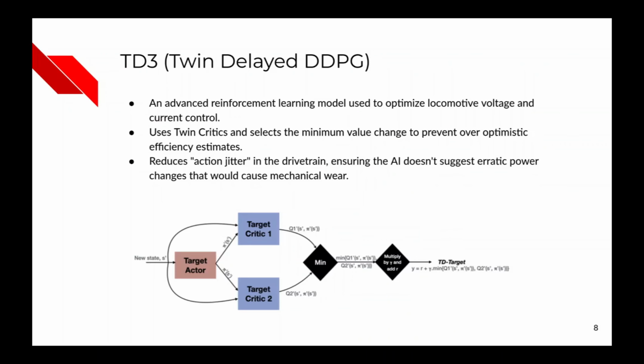TD3 is an actor-critic model with three fail-safes. Two twin critics to prevent over-optimistic efficiency estimates by cross-checking each other. Then a target smoothing filter, which removes erratic power commands. While a delayed update ensures the AI only acts on stable data. This creates a control loop that is both aggressive on efficiency and protective of the hardware.